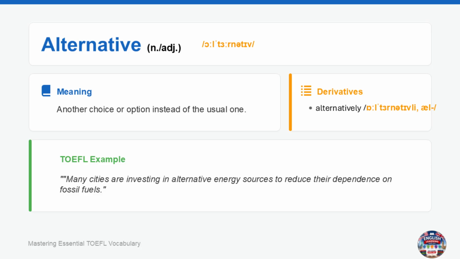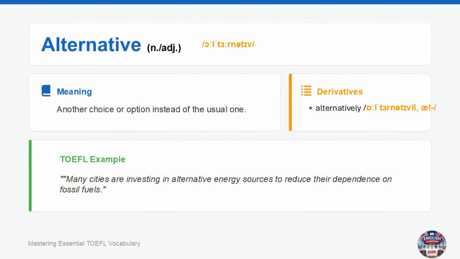Listen carefully. Alternative. Alternative. Excellent. Alternative means another choice or option instead of the usual one. Nowadays, we often hear about alternative energy. That's one of the most common academic collocations. Now listen to this example. Many cities are investing in alternative energy sources to reduce their dependence on fossil fuels. Question. Why are many cities investing in alternative energy sources? Because they want to reduce their dependence on fossil fuels.